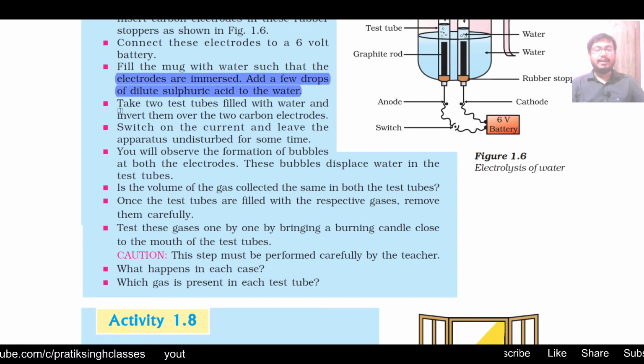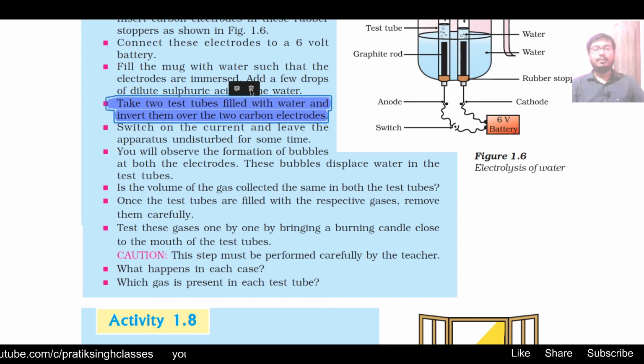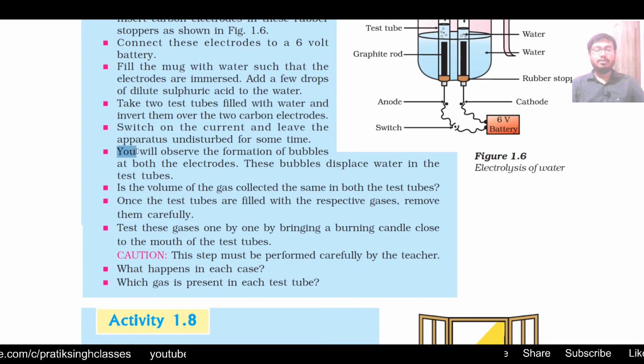Take 2 test tubes filled with water and invert them over 2 carbon electrodes. Switch on the current and leave the apparatus undisturbed for some time. What you will see there is some bubbles will come out in both the test tubes. You will observe the formation of bubbles in both test tubes near both electrodes.